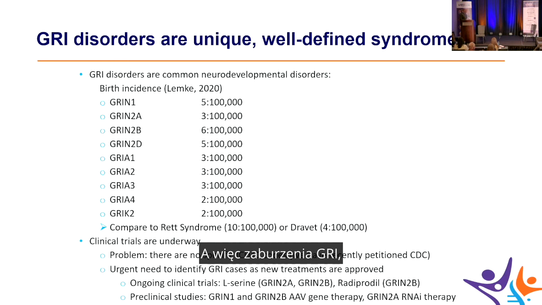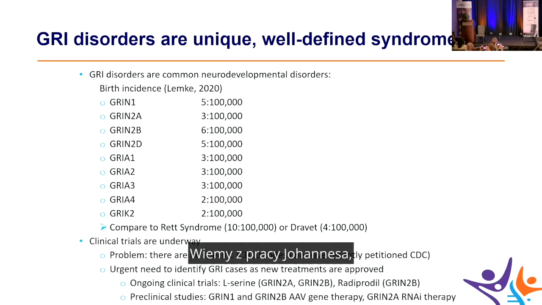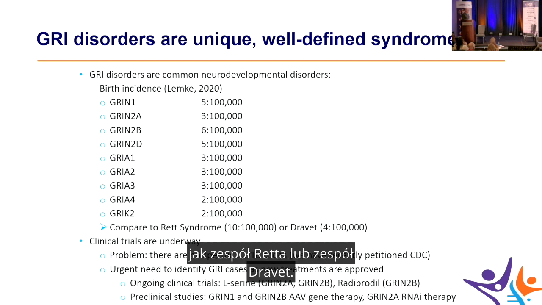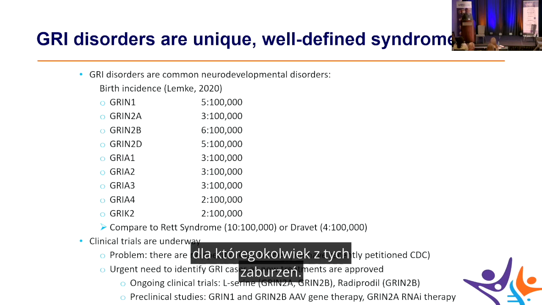So GRI disorders are common neurodevelopmental disorders. We know from Johannes's work on birth incidence that these are pretty common when you compare them to other common neurodevelopmental syndromes like Rett syndrome or Dravet syndrome. And their clinical trials have been underway. But one of the big problems is that there are no specific ICD-10 codes for any of these disorders.